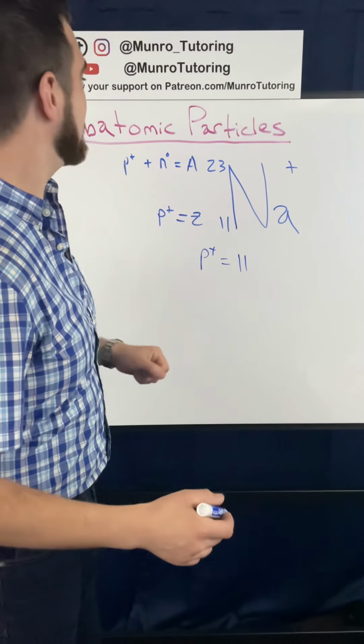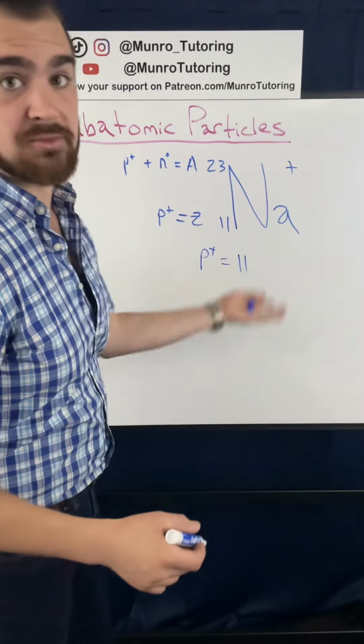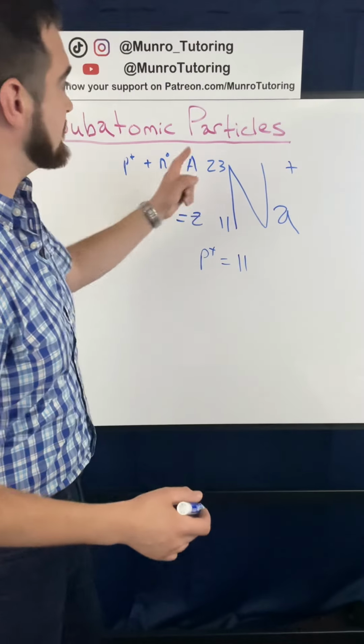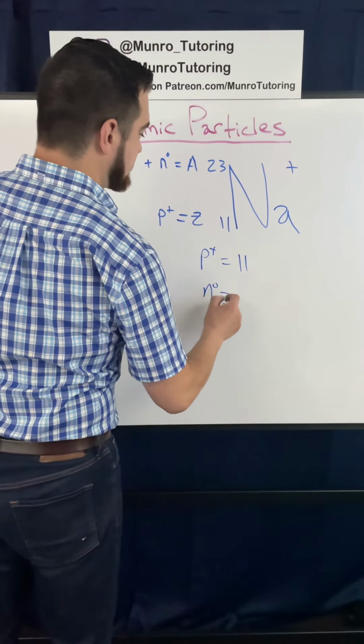And then the mass number, if we take the protons out of this, right? This is the neutrons and protons together. If we subtract the protons, then we get the neutrons. So 23 minus 11 is 12. So we have 12 neutrons.